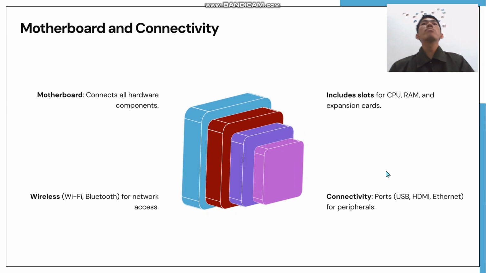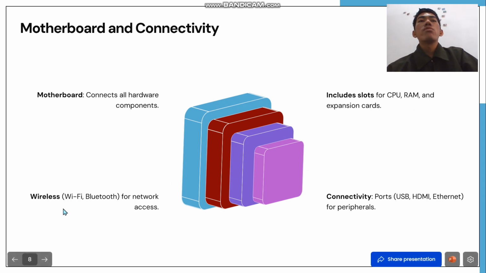The next is the motherboard and connectivity. The motherboard in a PC connects all hardware components, including slots for the CPU, RAM, and expansion cards. In wireless, Wi-Fi and Bluetooth are for network access. In connectivity, it has ports such as USB, HDMI, and Ethernet for peripherals.